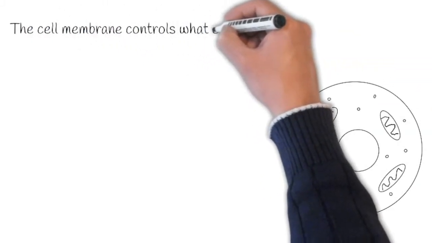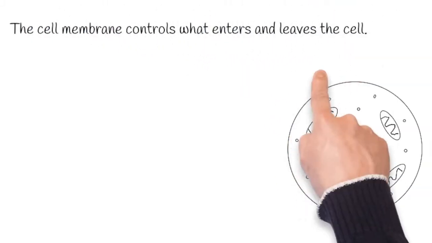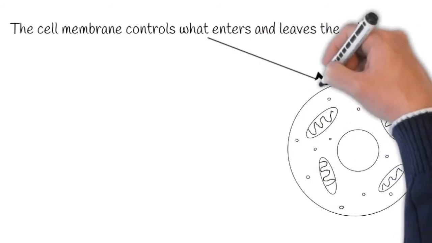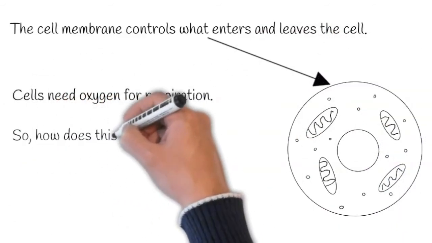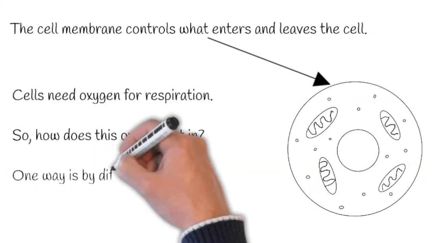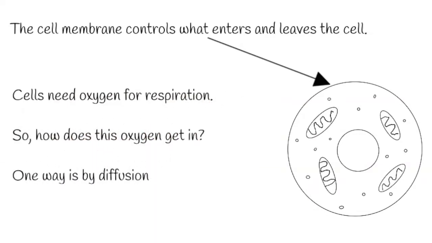The cell membrane controls what enters and leaves the cell. This is the cell membrane. Cells need oxygen for respiration. So how does this oxygen get in? One way is by diffusion.